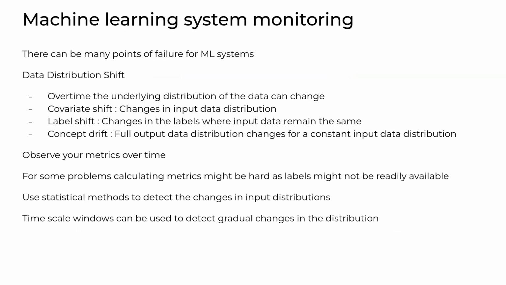Okay, I think we are coming to the conclusion here. I just wanted to give a brief note on machine learning system monitoring as well. Usually software systems can fail due to many different reasons, and machine learning systems, again, I want to emphasize, are software systems, but on top of that there are other complexities involved. Because of that, there can be a lot of failure points.